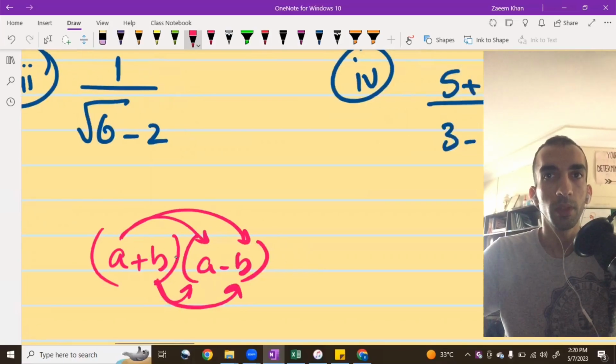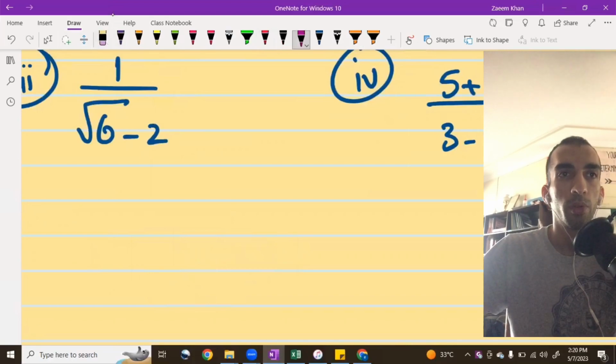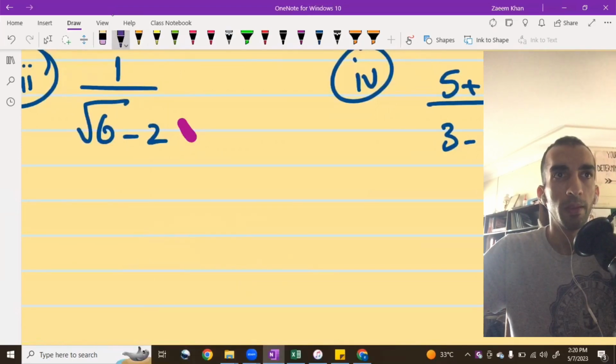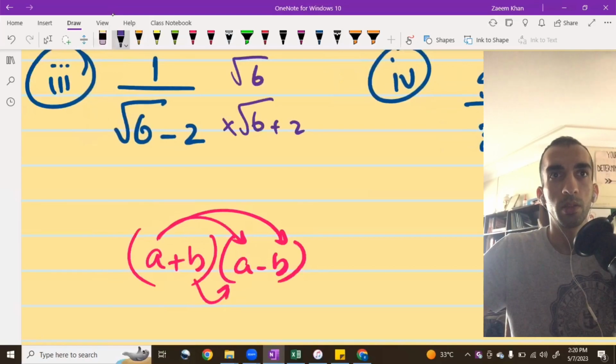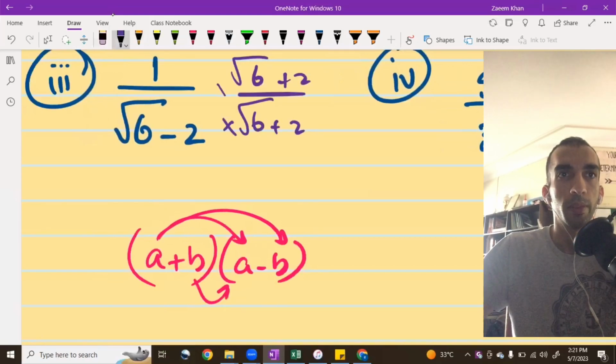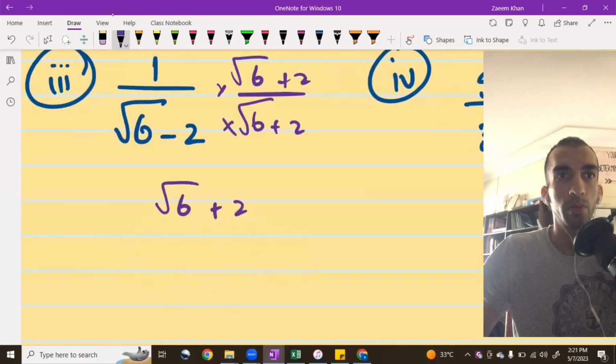So let me do one question with you. Take a look over here. What's the rule? What am I supposed to multiply this with now? Square root 6 plus 2. All right. So let me write that down. Square root 6 plus 2 and square root 6 plus 2. If I multiply these two together, I end up with square root of 6 plus 2.